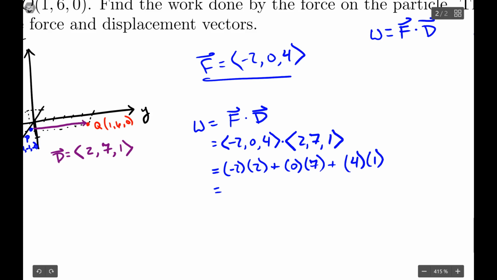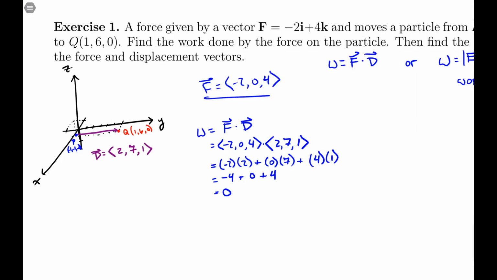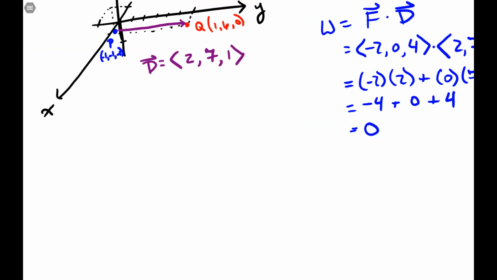It looks like here we get negative 2 times 2, which is negative 4, plus 0, plus 4 times 1, which is 4. We get 0. So, the work done by the force in moving this particle is actually 0. This force has absolutely no effect on this particle's motion. If this particle is moving from P to Q, then this force is not what's actually helping it move from P to Q. And that's actually something that we can state.